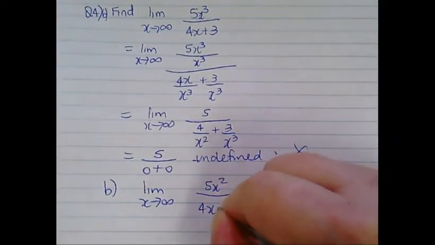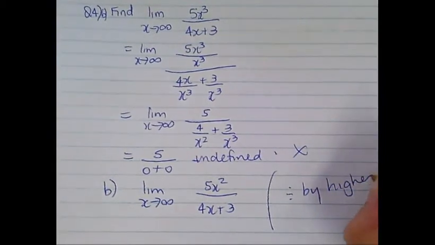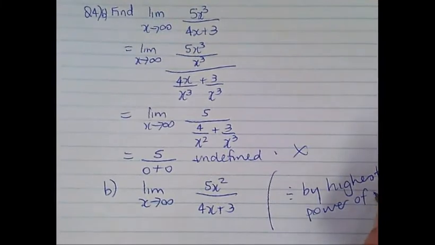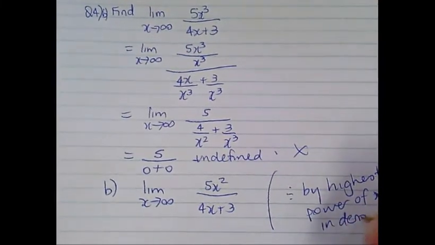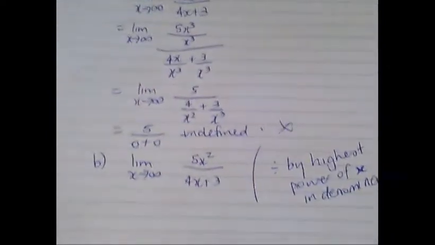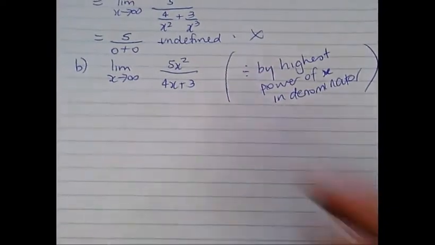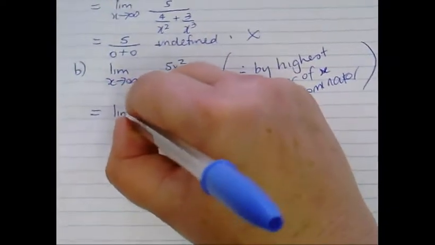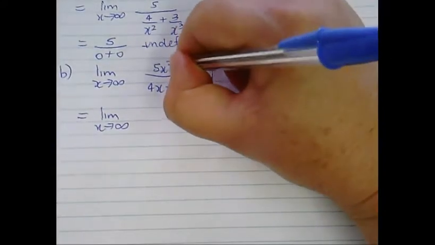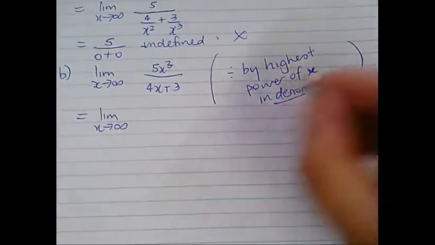So let's look at the question again. And we're going to divide by highest power of x in the denominator. So you will know what to do. Let's say you divide it by x cubed and you get 5 divided by 0 plus 0, and you know that you can't do that. Then hopefully that will trigger your memory that you divide by the highest power of x. Sorry, that's a cubed. You divide by the highest power of x in the denominator, not the numerator.